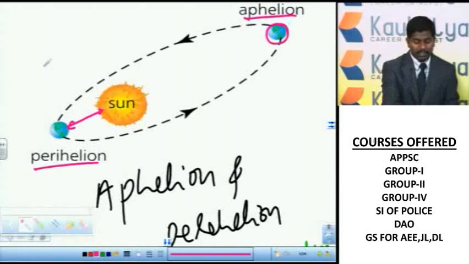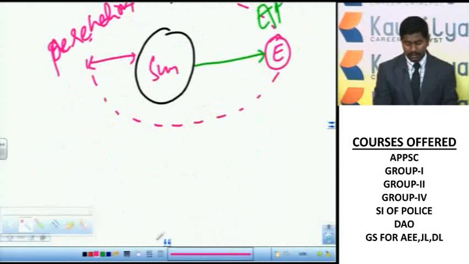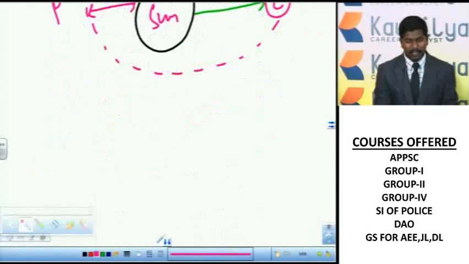Remember, it is a question which had been asked in 2008 Group 1. In that year the question was, when the earth comes very close to the sun, it is called: A, aphelion, B, perihelion, C, apogee, D, perigee. So the right answer is perihelion.